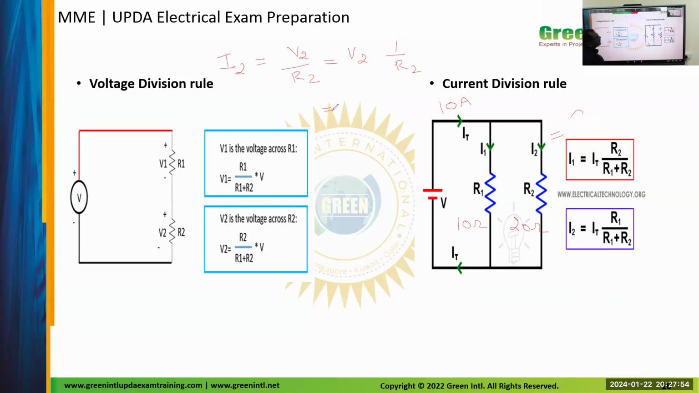What is V2? The voltage across the resistance R2 is nothing but the total voltage, because in a parallel circuit the voltage is the same. So we say total voltage into 1 by R2. How to find the total voltage? Again go to Ohm's law: V is equal to I into R, that is total current, total resistance into 1 by R2. The total current is available in the given data. RT, total resistance: what is the formula? We have two resistances, so we know the formula.